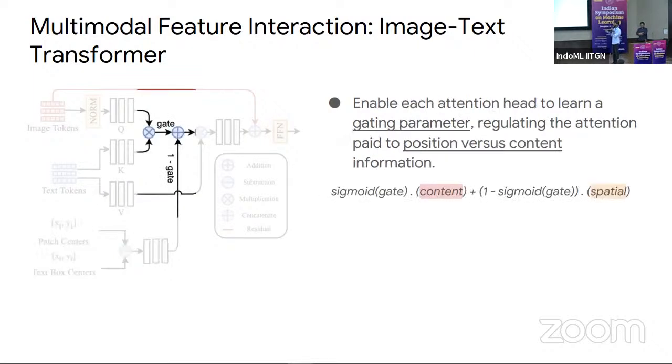Now, instead of doing a naive aggregation scheme between these two relationships, we add a gating parameter, which automatically learns to regulate how much information it should focus on, the position versus the content information. Formally, that is described in that equation, where we have a learnable parameter called a gate, which will decide how much information it needs to select from each.